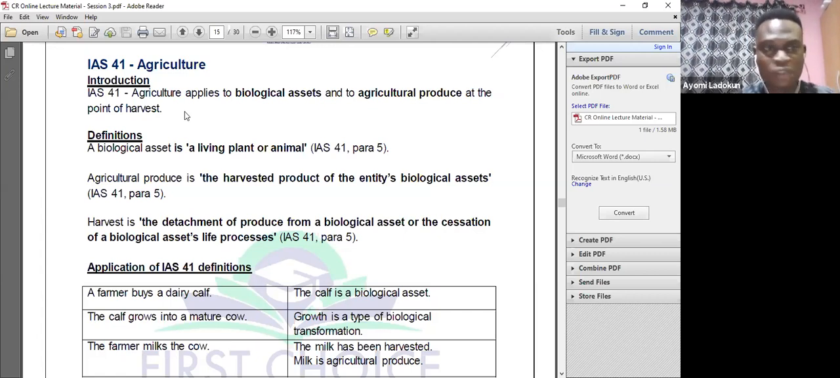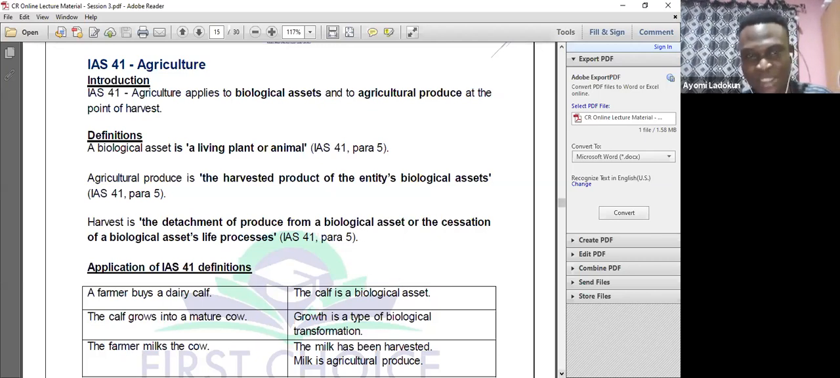So, a part of the technical definition that you might need to be aware of is that a biological asset is a living plant or animal. So if you have a plant, I'm sure you know what a plant is, right? Plantation, maybe palm tree. Like I said, I'm not a farmer, but I'll just try. Cassava, maize. Okay, so those are living plants. I'm sure you know animals, I mean lion, goat, all those things. So those are biological assets.